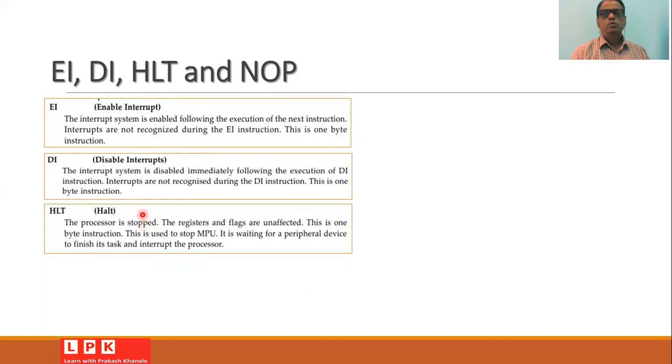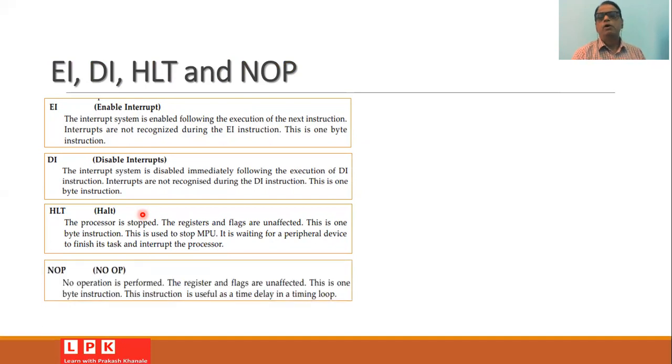Whenever you want to stop the assembly language program, or whenever you want to stop the action of the processor, then you can make use of the instruction halt, HLT. So normally, whenever we write any assembly language program, at the end of the program we write this instruction halt. It will stop the processor 8085. So this is also a 1-byte instruction.